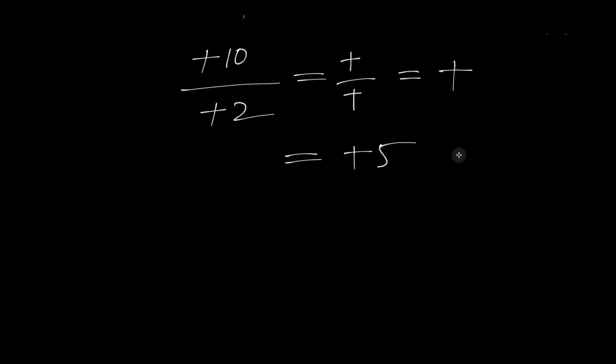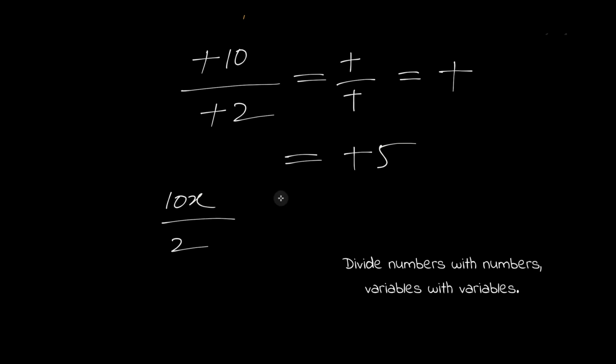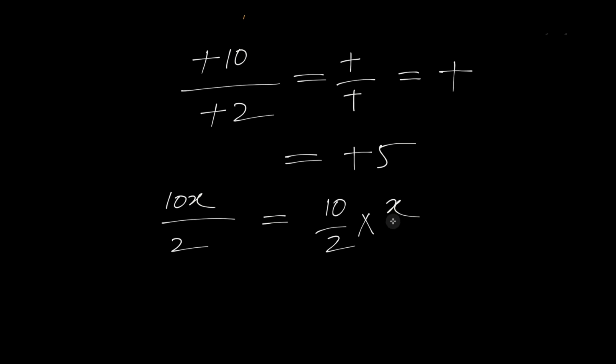Now we'll take one example in arithmetic equation form. Let's consider 10x divided by 2. Can we divide a number, just a number, even though it is not x? Yes, we can divide, because we can write the same thing as 10 divided by 2 into x. Am I right? Because x divided by 1 is as it is x.